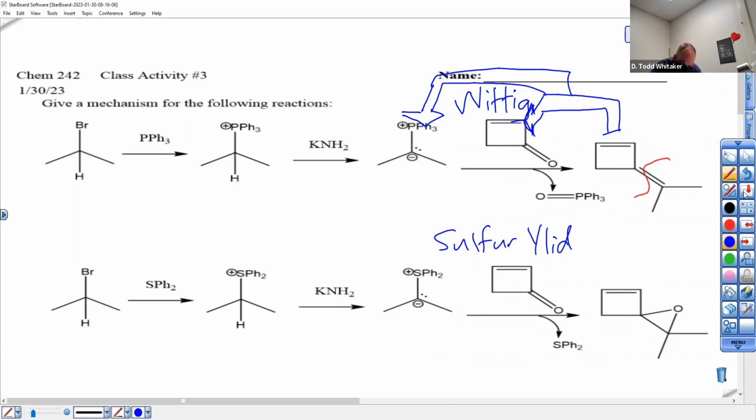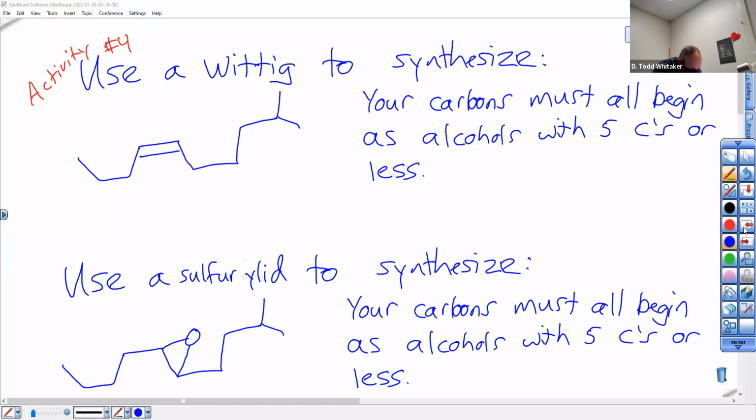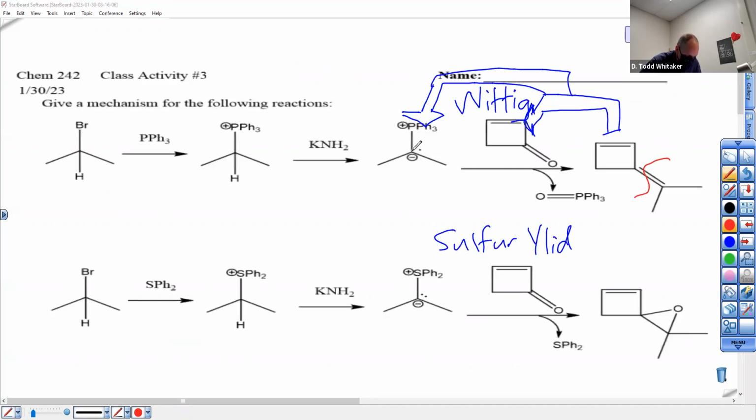Got it? Oh, I made a new page. Here's the logic. I made that by reacting either the ylid on the left with the carbonyl on the right. Look. Ylid on the left reacted with carbonyl on the right. Just for visual, I'm going to go with that approach. So left was the ylid and right's the carbonyl, left and right.